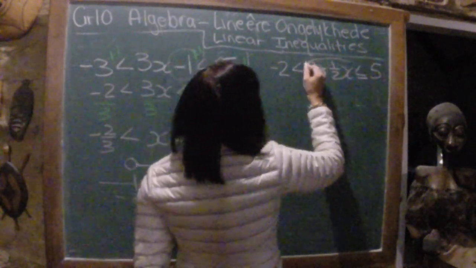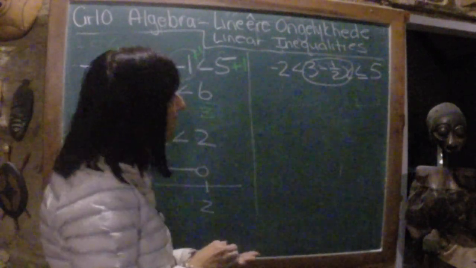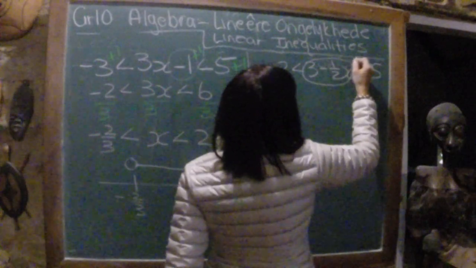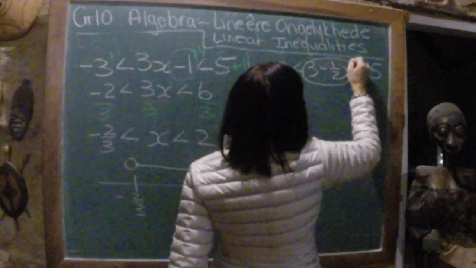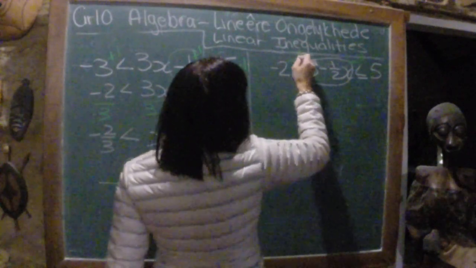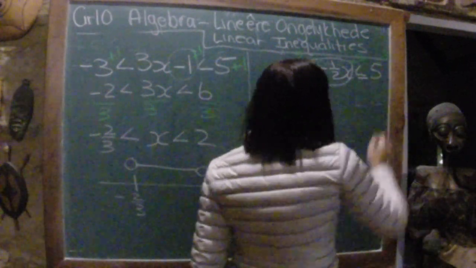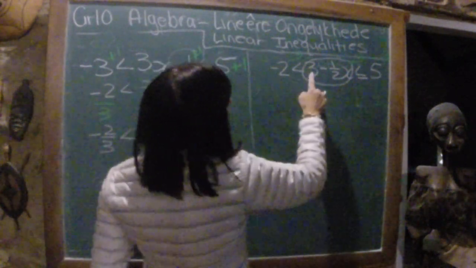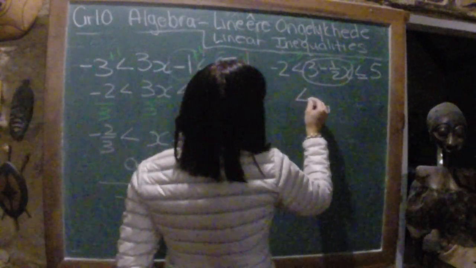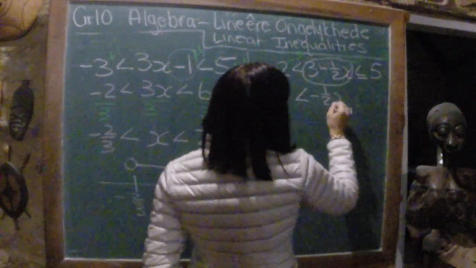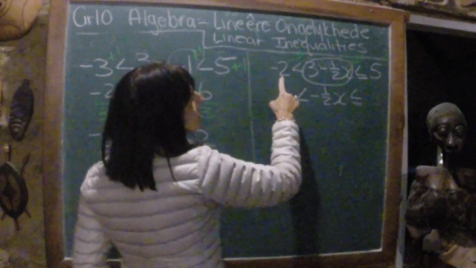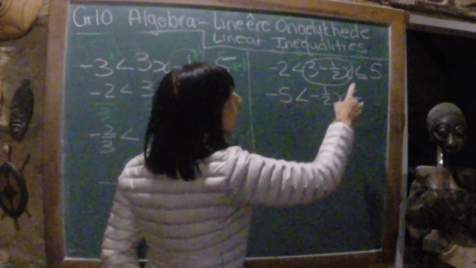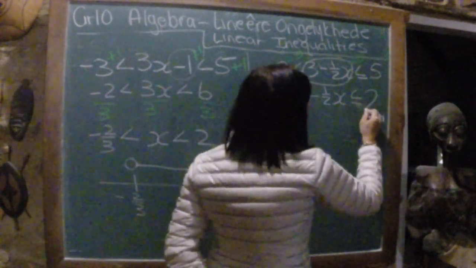Let's look at the middle parts. I've got a 3. To get rid of that loose 3, I'm going to deduct 3 from the middle part. Ek gaan 3 minus. Daar gaan ek minus en daar gaan ek 3 minus. I do the same thing everywhere. So 3 minus 3 gives me 0. So I've got -1/2 x in the middle. Dan het ek -2 minus 3. Dit gee vir my -5. En ek het 5 minus 3. Dit gee vir my 2.